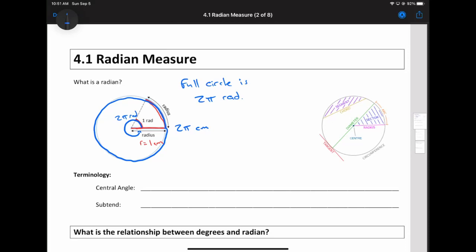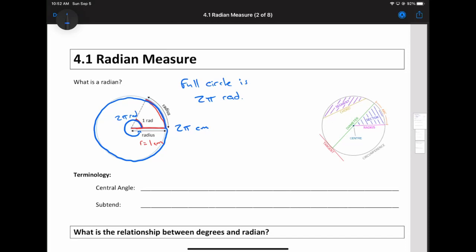So if you're working with arc lengths, radians can be very useful because the length of an arc is exactly equal to your radian measurement times the radius. If you had not a unit circle, but a circle of radius 5, then you would have 5 times 2 pi centimeters to go all the way around.